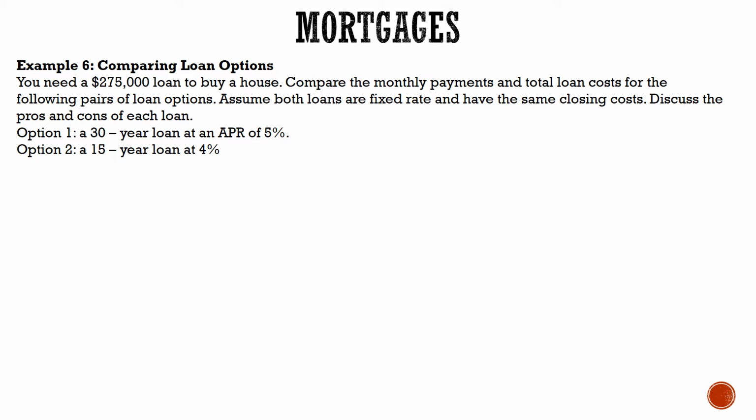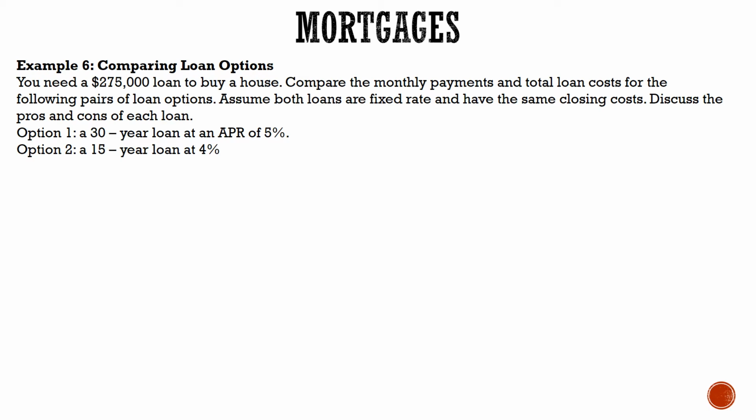So let's take a look at a couple different mortgage options and make a comparison between the two. Example 6: you need a $275,000 loan to buy a house. Compare the monthly payments and total loan costs for the following pairs of loan options. Assume both loans are fixed rate and have the same closing costs. Discuss the pros and cons of each loan. Option 1 is a 30-year loan at an APR of 5%, while option 2 is a 15-year loan at 4%.